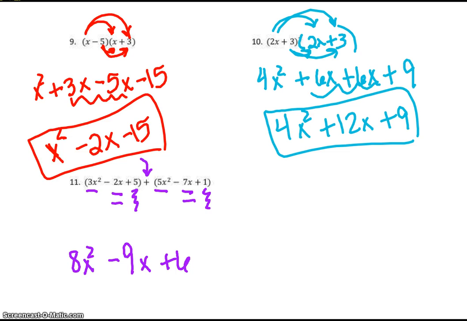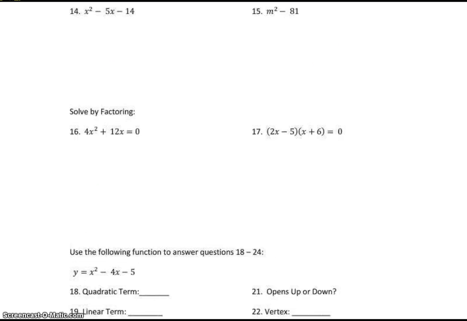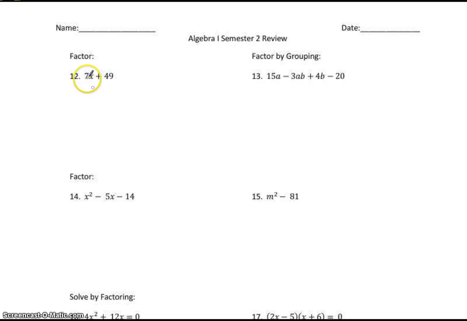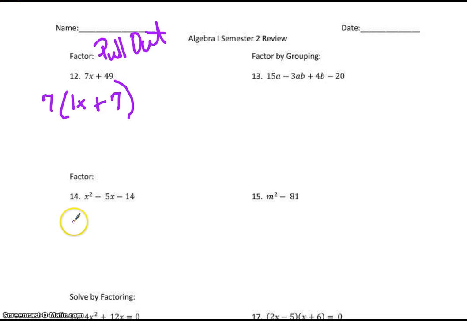Okay, going to the next page. 7x plus 49. When you're factoring it, you're breaking down. You see what you can pull out. Well, 7 and 49 will both divide by 7, so I'm going to pull out a 7. 7 divided by 7 is 1x, plus 49 divided by 7 is 7. There's your answer.